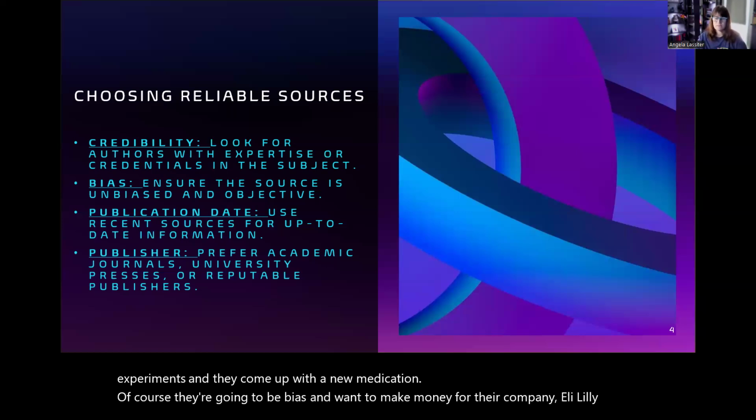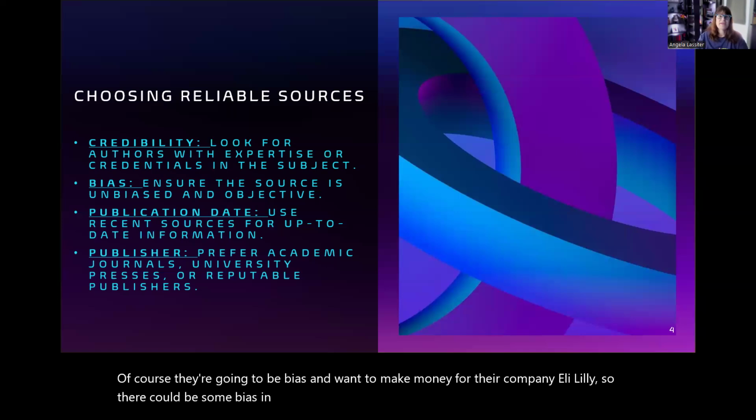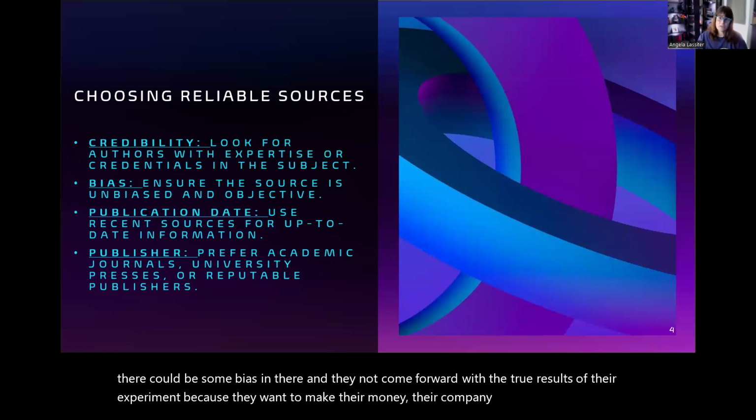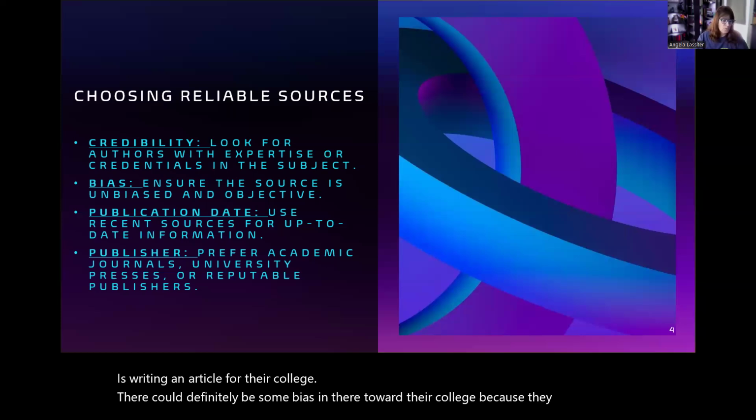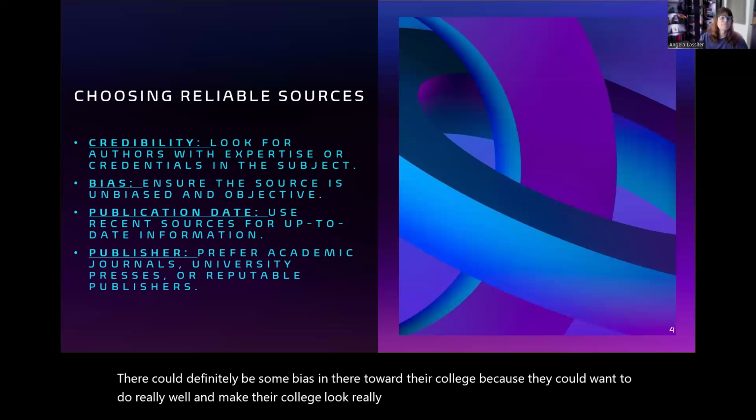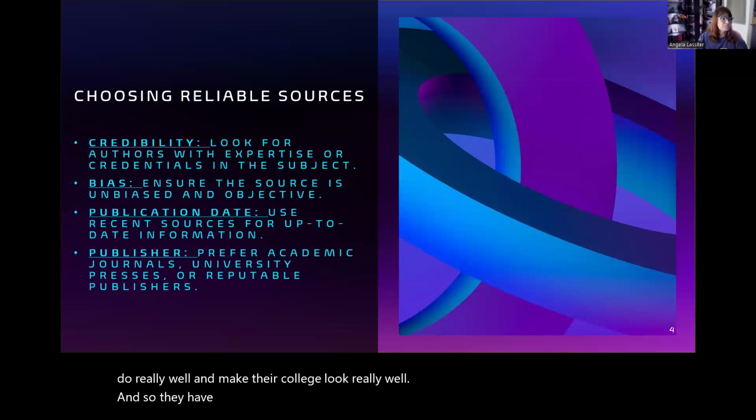So there could be some bias in there, and they might not come forward with the true results of their experiment because they want to make their company money. So there definitely could be some bias in there. Or say a professor who is writing an article for their college. There could definitely be some bias toward their college because they could want to do really well and make their college look really well. And so they have some bias in there.